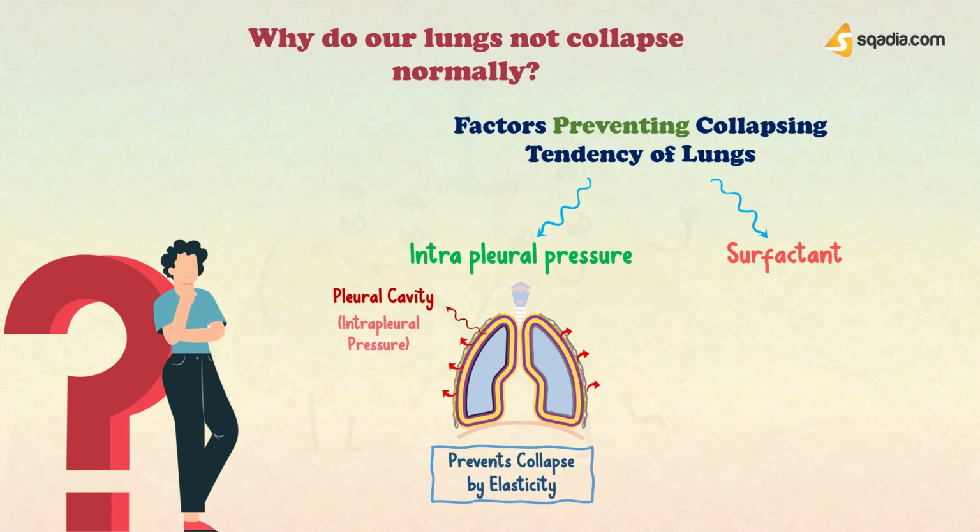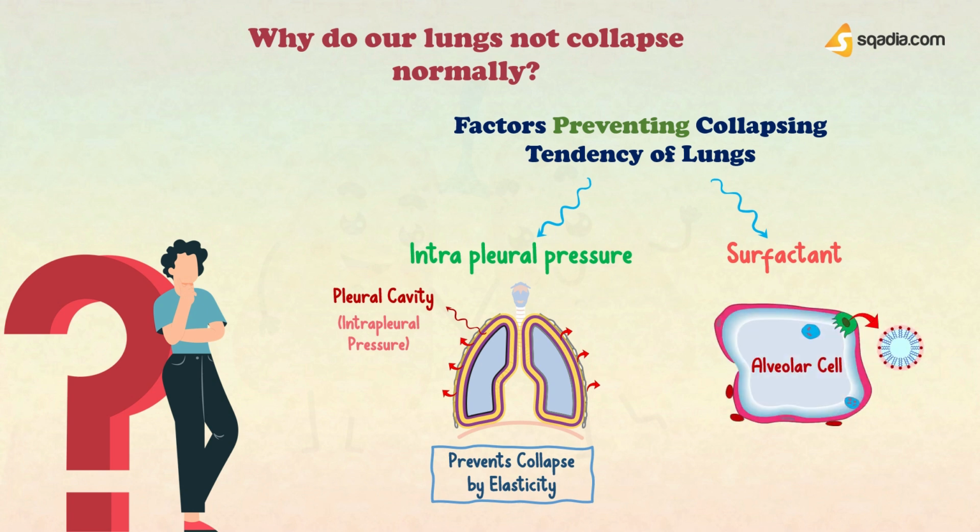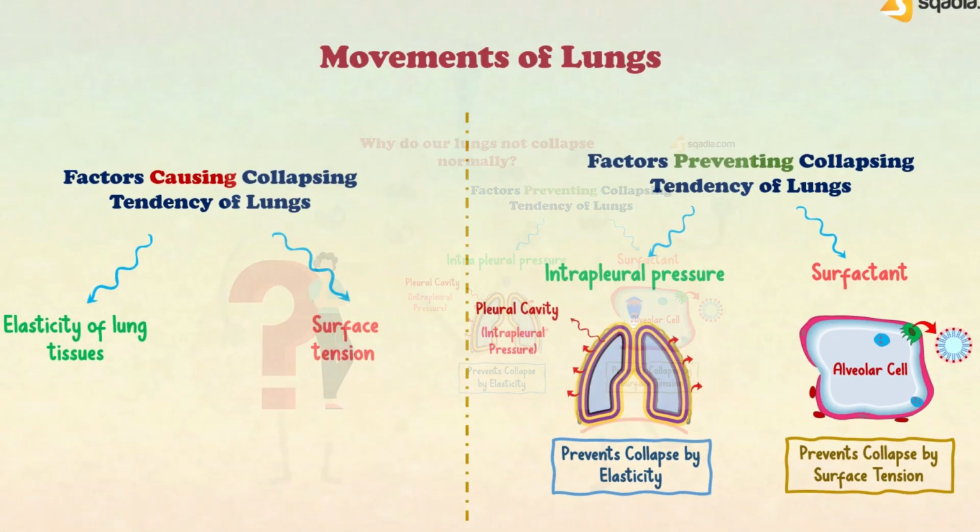It is a substance secreted in the alveolar epithelium. It reduces surface tension and prevents the collapsing tendency produced by surface tension. Well, I noticed a kind of antagonistic action here. Did you? Well, intrapleural pressure acts opposite to the elasticity, while surfactant works oppositely to the surface tension. So, let's discuss these factors preventing lung collapse and much more in the next sections.